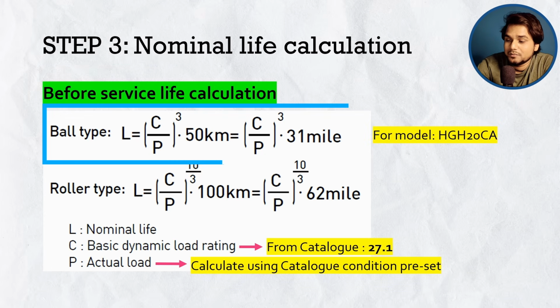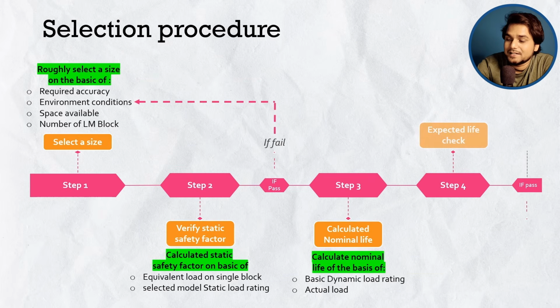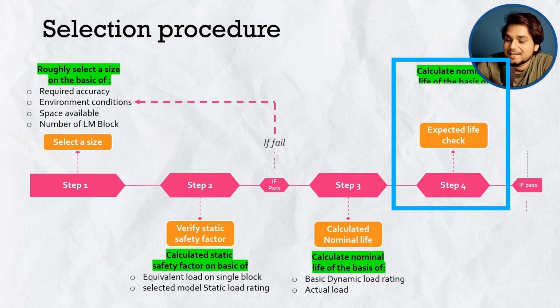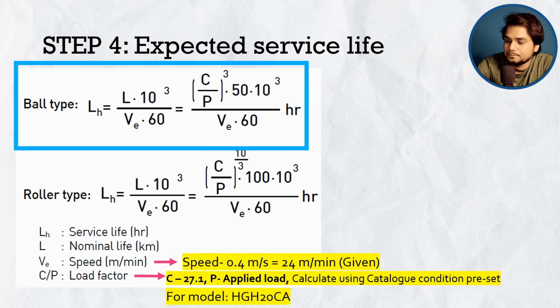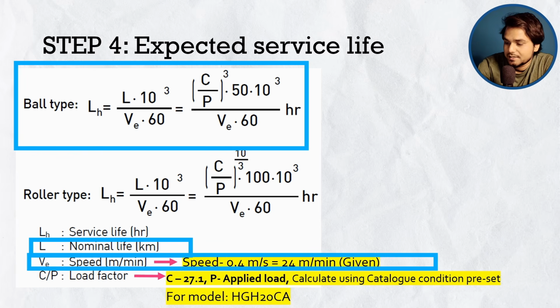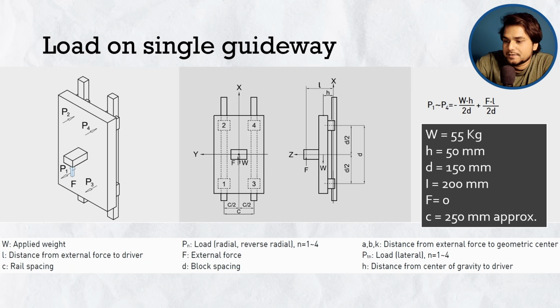And this value will be in miles, that is how many miles our selected ball guideway can run. And after that we can calculate the expected life in hours using this formula. L is the nominal life, VE is the speed, and the ratio C/P is the load factor as per our application. So let's try to calculate the applied load as per the layout using the online tool.